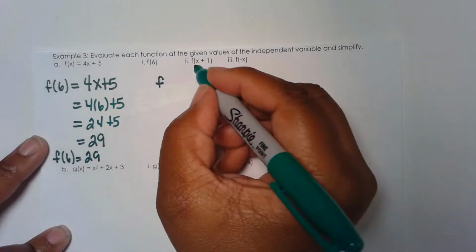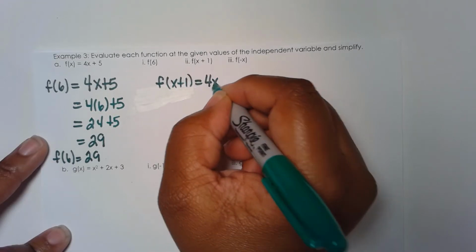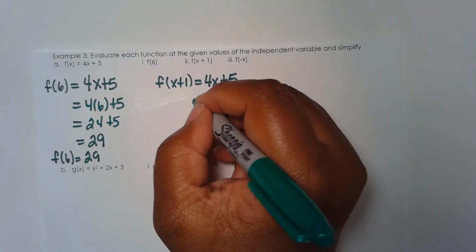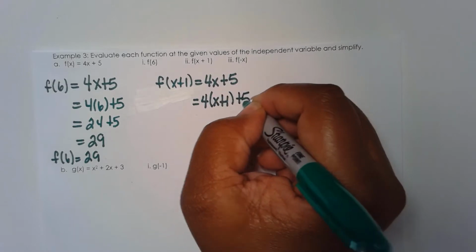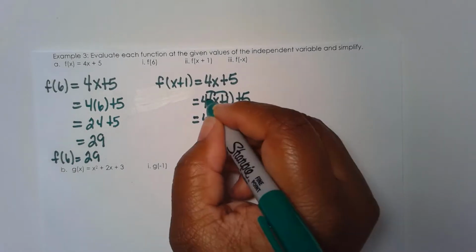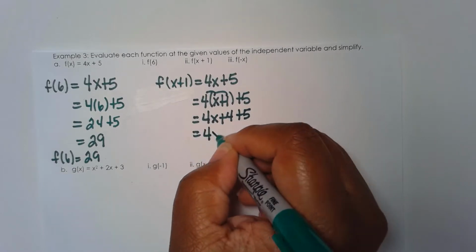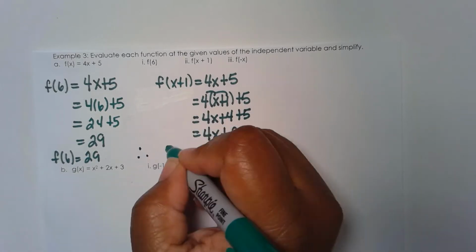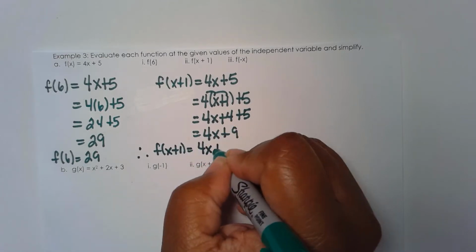Second question for this example, f of x plus 1. Still using our function f, we're going to use 4x plus 5. Where we see x, we're going to plug in x plus 1 and simplify. Let's distribute. 4 times x, we have 4x. 4 times 1, we have 4 plus 5. And we have 4x, adding like terms, plus 9. Therefore, f of x plus 1 is 4x plus 9.